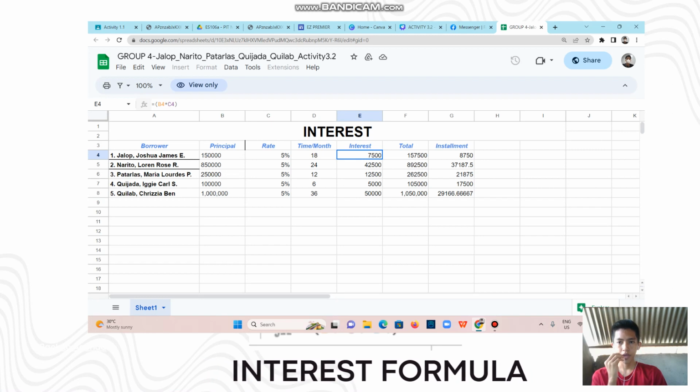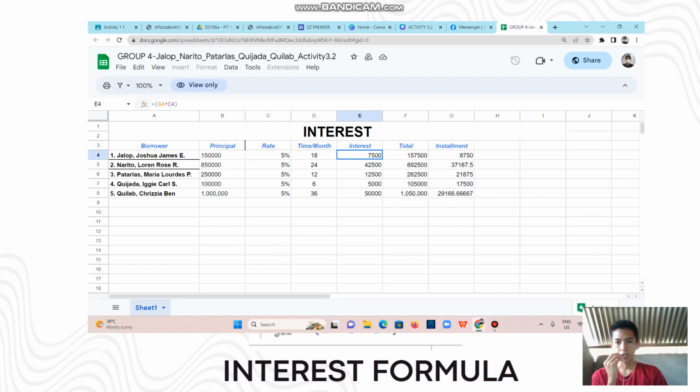So next, for the interest, we have a formula of B4 times C4. So it will be principal times the time or month. For Halop, he got an interest of 7,500. And Narito has an interest of 42,500. Patarlas has an interest of 12,500, and I have an interest of 5,000, and Kilab has an interest of 50,000. So that is the formula for the interest.